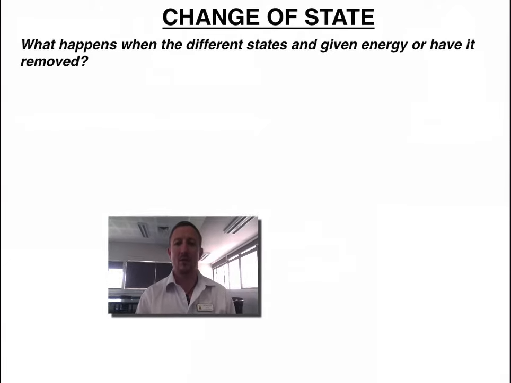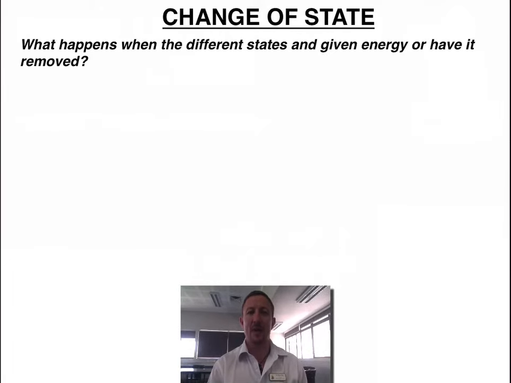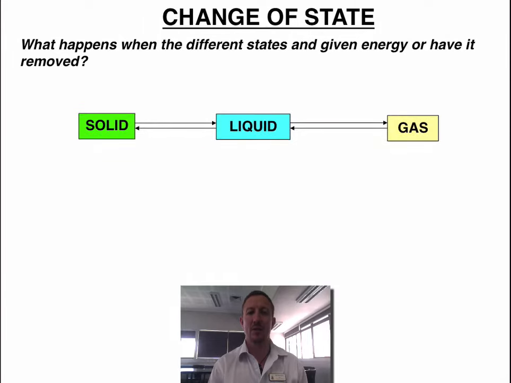Now, what we also notice is that if we give particles of matter a certain amount of energy, they're going to do what we call change state. They're going to move from a solid to a liquid to a gas. And likewise, if we remove the energy that the particles have, they'll go in the opposite direction. Gas to a liquid, liquid to a solid. Now, there are certain points at which we're going to get these changes occurring.